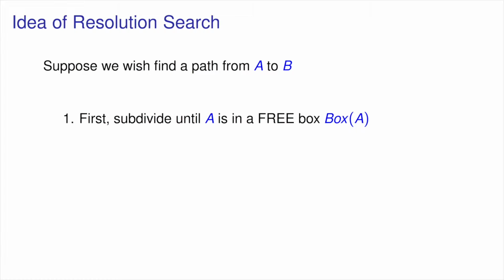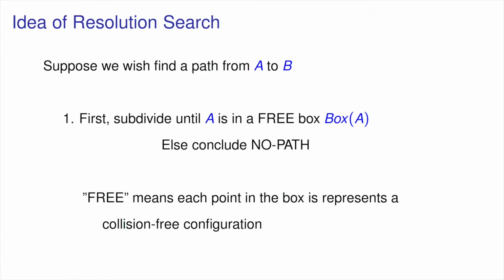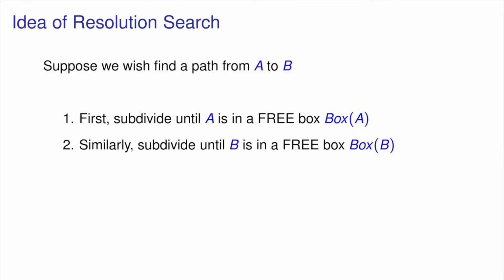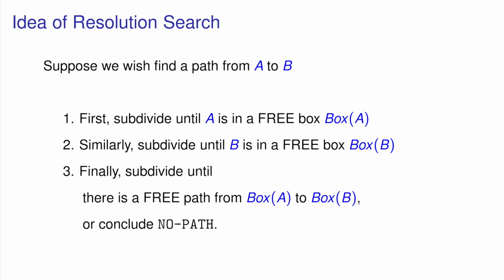The subdivision algorithm begins by finding a free box containing the start configuration. Similarly, it finds a free box containing the goal configuration. Finally, boxes are subdivided until there is a free path from beginning to end.